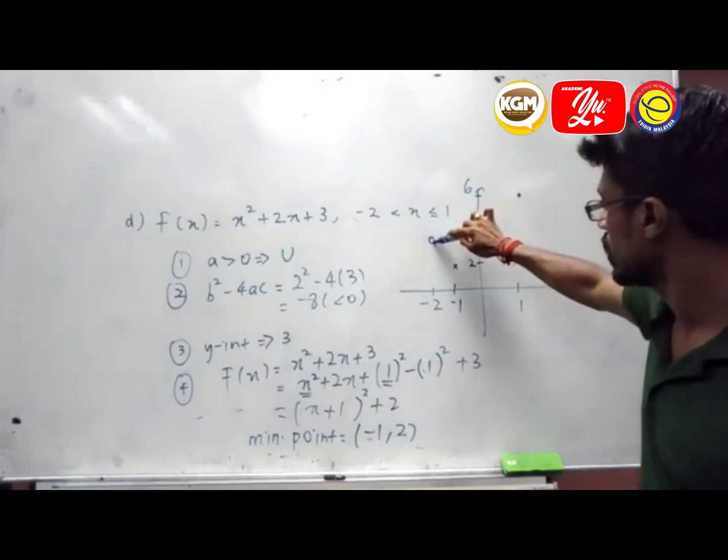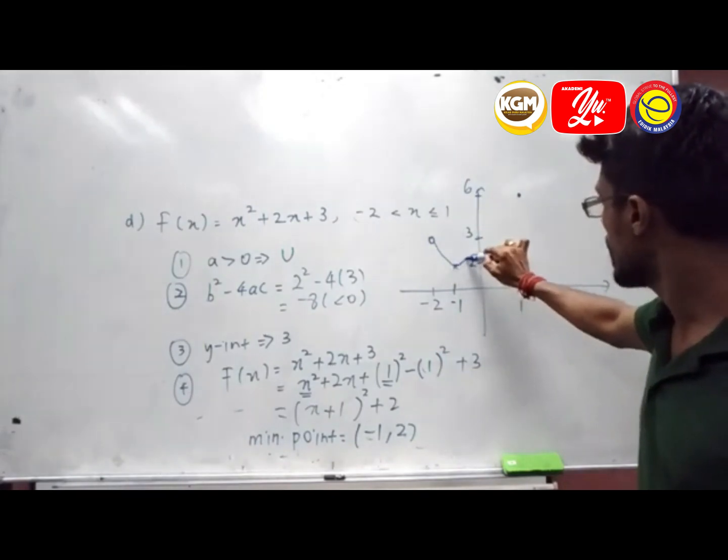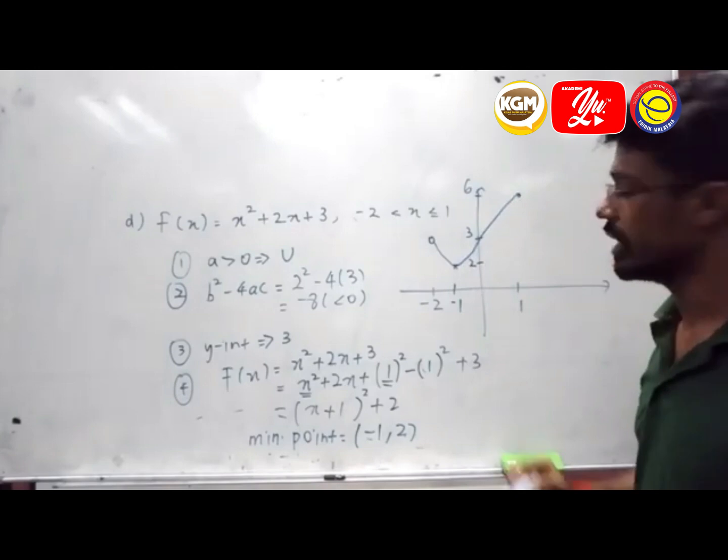Okay, so your graph, we can go and connect now. So it's going to be something like this. I will go up here. It will cut at 3 and end up like that.